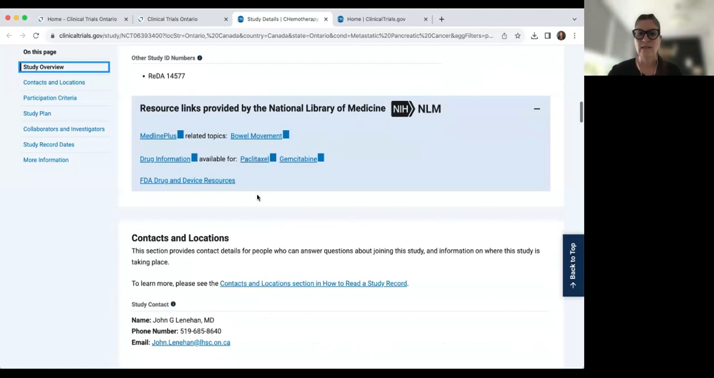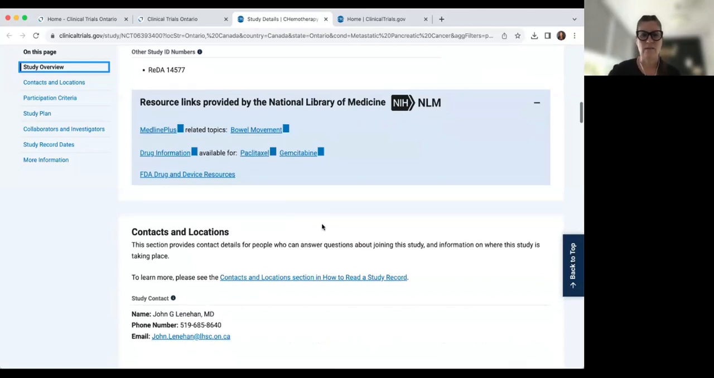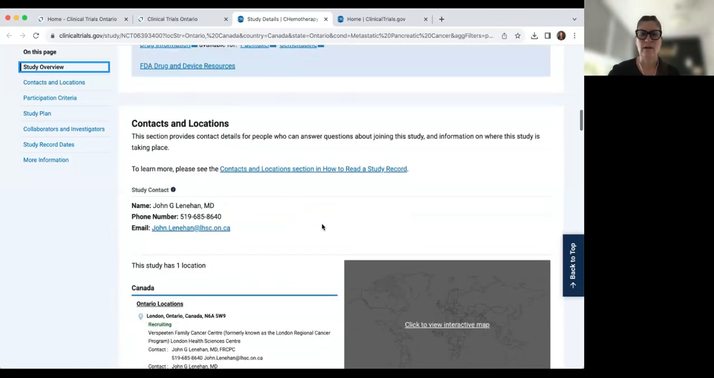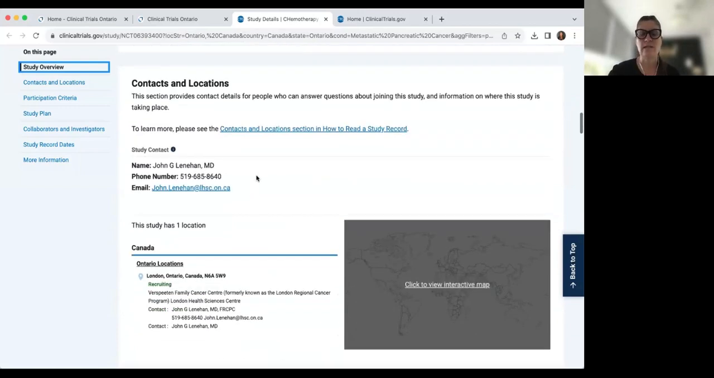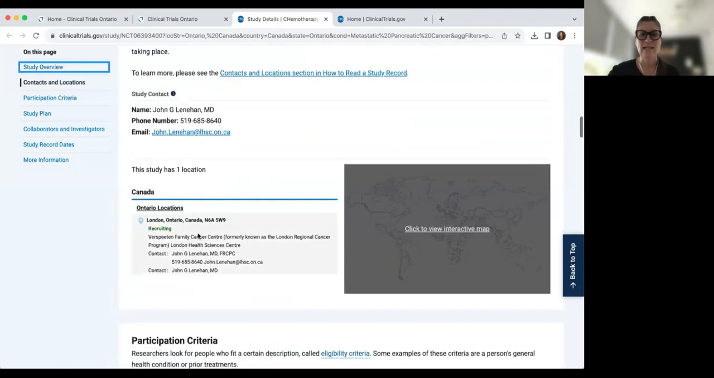They've got different links that are provided here as well. They've got contacts of who you can contact if you're interested in this. So the physician who is the study contact has his office phone number and his email. So that would be who you would ask any questions of if you've got questions. And it's happening in London, Ontario.